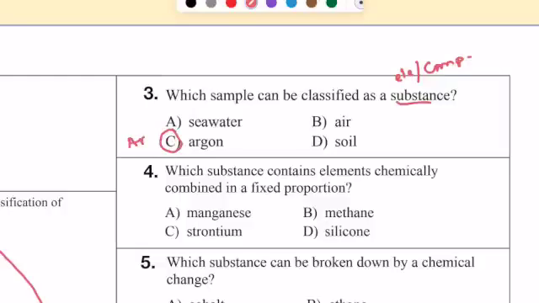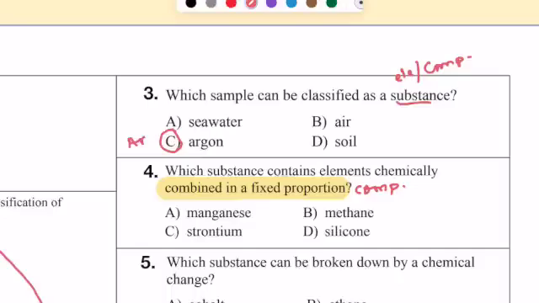Then we have which substance contains elements chemically combined in a fixed proportion. Please make sure that you have memorized this. This concept is on your fingertips. Whenever we have elements combined in a fixed proportion, this is referring to a compound. Mixtures do not have any fixed proportion. We can always change how much of one thing we want to add in the mixture.